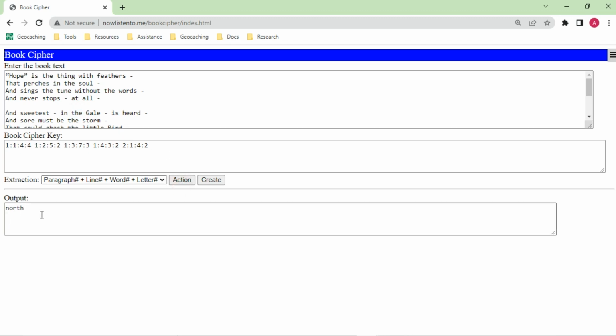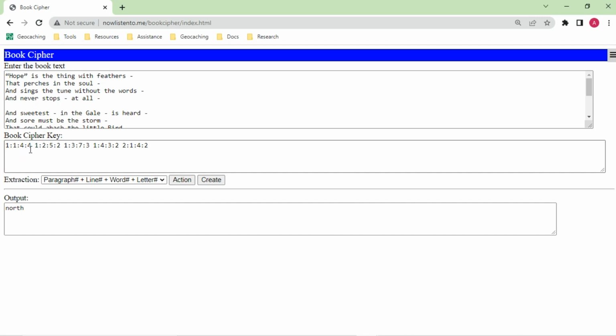And the tool does the rest. I mean, you kind of see north is the outcome here, right? So that's how a book cipher works. It's basically a lot of counting and making sure you're counting the right things and skipping the right things and not miscounting. You also, of course, have to figure out what is the actual interpretation. I used it here from left to right, paragraph, line, word, letter.